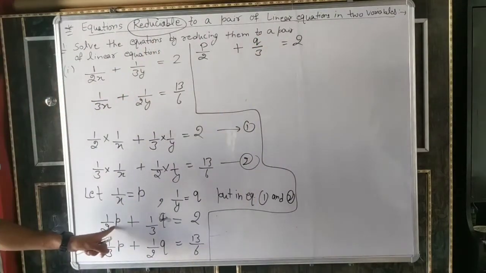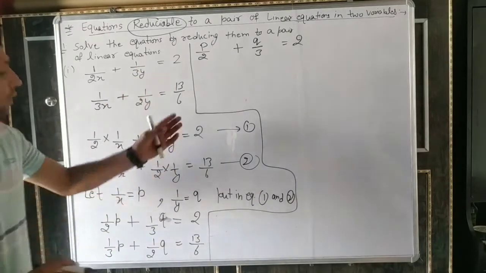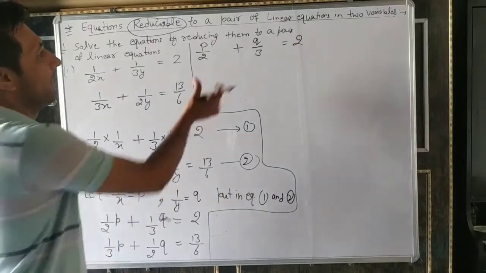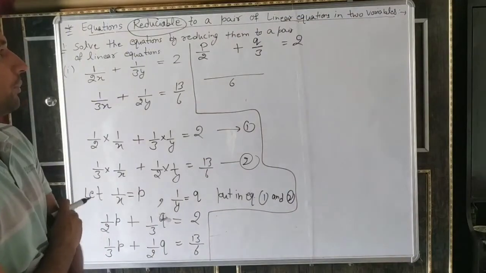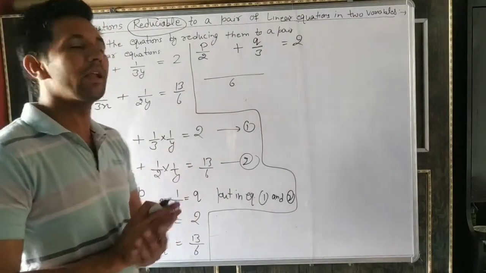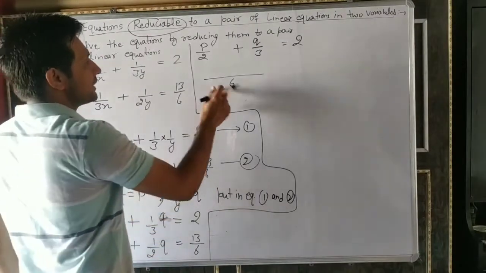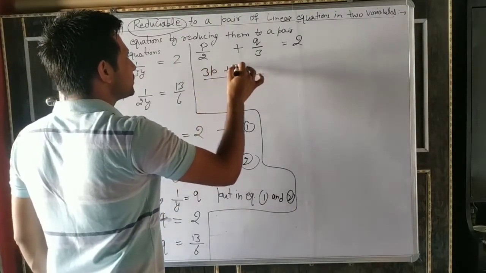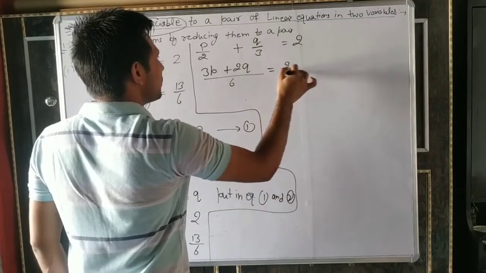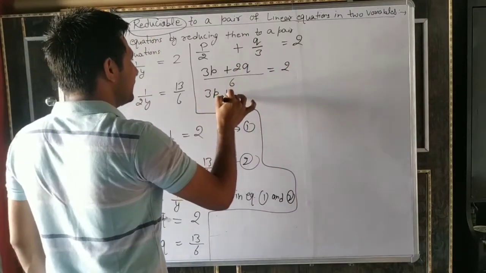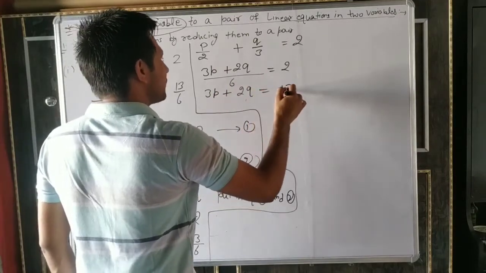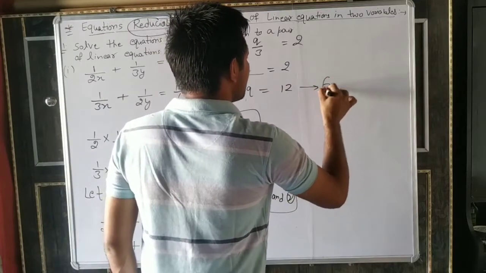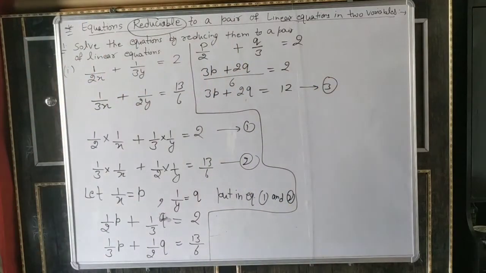Can you multiply? Yes, 1 upon 2 into p, 1 into p. And now how will we solve it? By taking the fraction. How can we solve the fraction? By taking LCM. 6 is the LCM. So it is 3p plus 2q, and it becomes 2. So solve it. 3p plus 2q, 6 into 2 equal to 12. It is equation number 3.